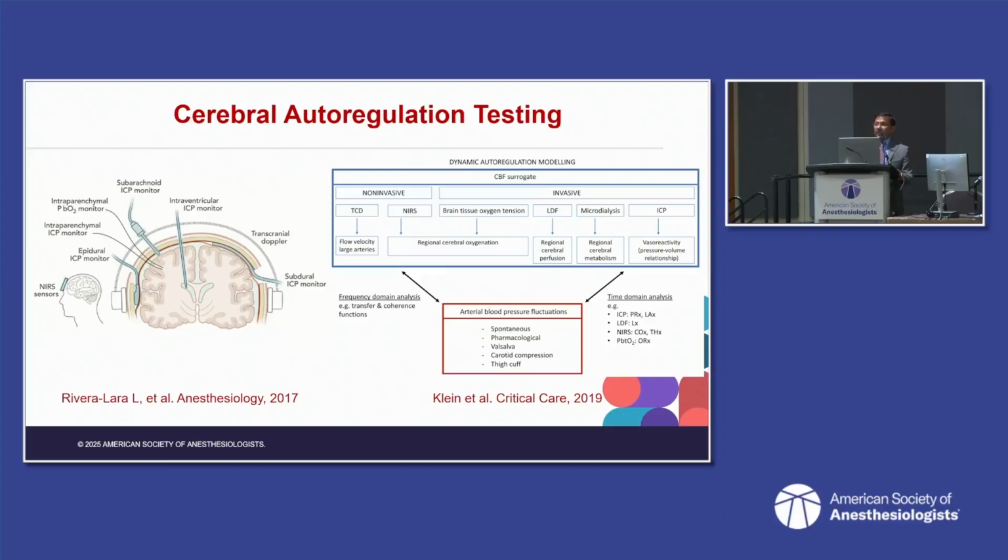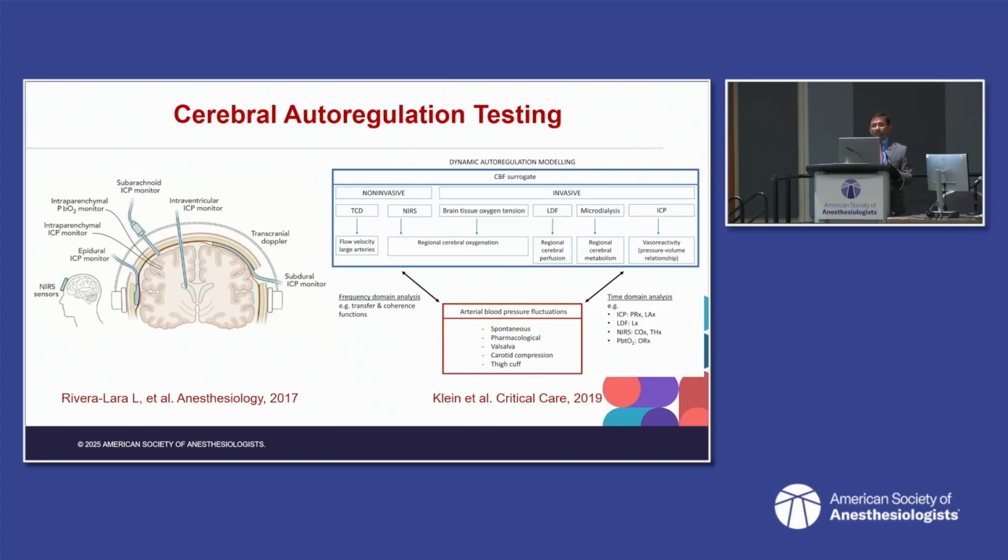The real interesting aspect of cerebral oxygenation actually is the ability to use cerebral oxygenation for detection of cerebral autoregulation. So cerebral autoregulation, as we saw on the first slide, is this phenomenon where the cerebral blood flow remains relatively constant over variable cerebral perfusion pressures or mean arterial pressures.